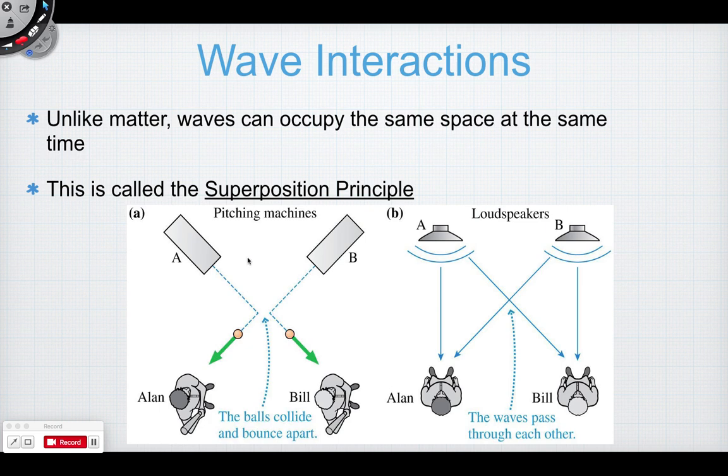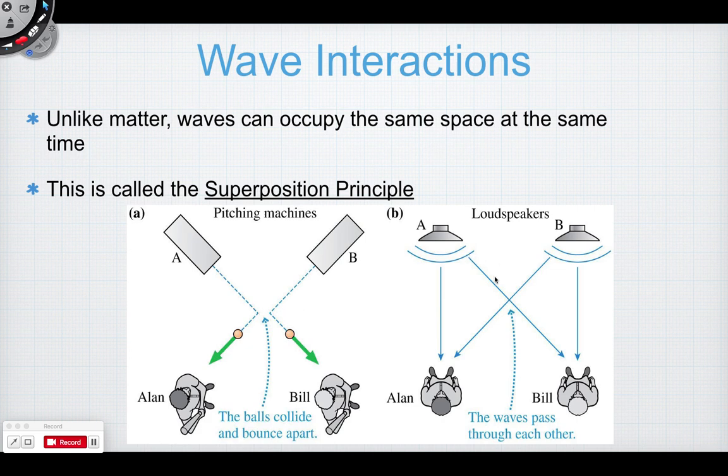So, for example, if these were pitching machines, these two balls right here, they're each matter, right? So when they try to occupy the same space, what happens? They collide and they move off of each other like so.